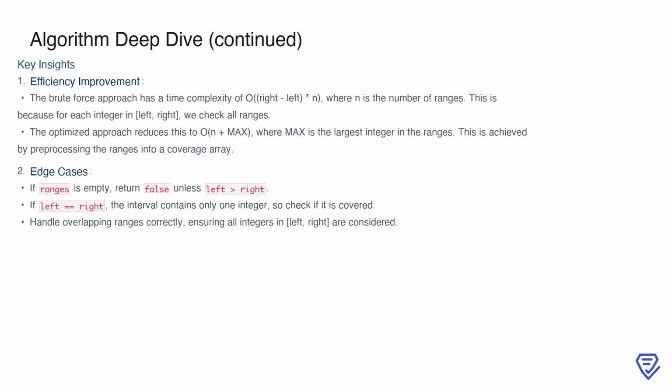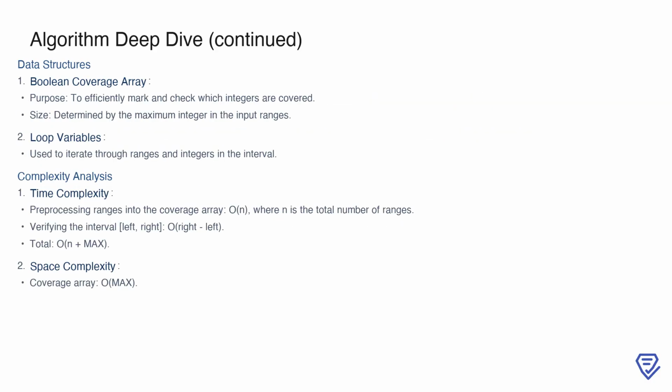verification step. Additionally, there are specific edge cases to consider. If the input ranges are empty, the result is false unless the interval [left, right] is invalid, such as when left is greater than right. If [left, right] contains only one integer, you simply check if that single number is covered. Overlapping ranges are also handled seamlessly by the coverage array, as marking an integer as true multiple times has no adverse effect. The data structures used in this solution are straightforward yet effective.